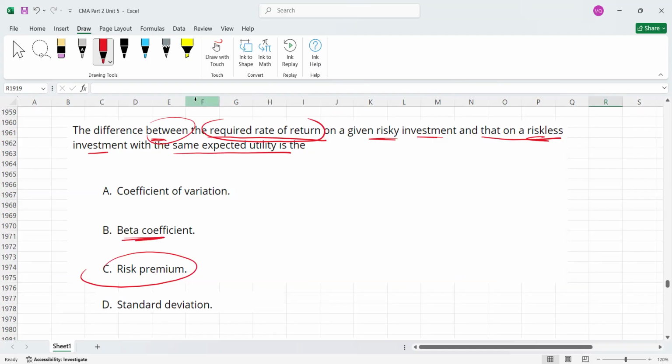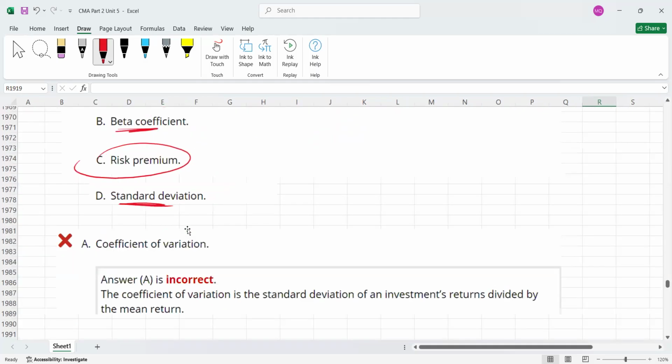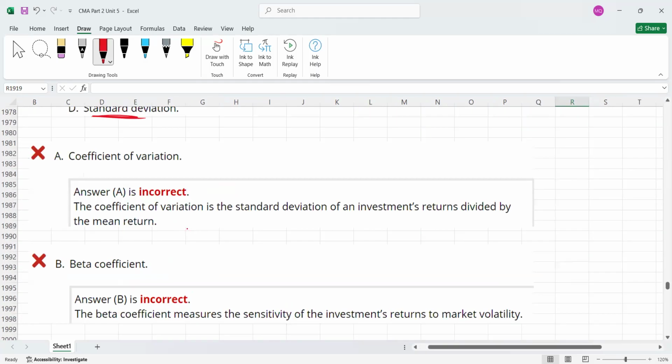It's not a beta coefficient, because beta is always comparing the risk of an individual stock with the market. It's not a coefficient of variation, not a CV, not a standard deviation, right? This is called risk premium. If you don't know the definitions, I explained them in the last lecture. Coefficient of variation is the standard deviation of the investment's return divided by the mean return. This is the formula I discussed last time.